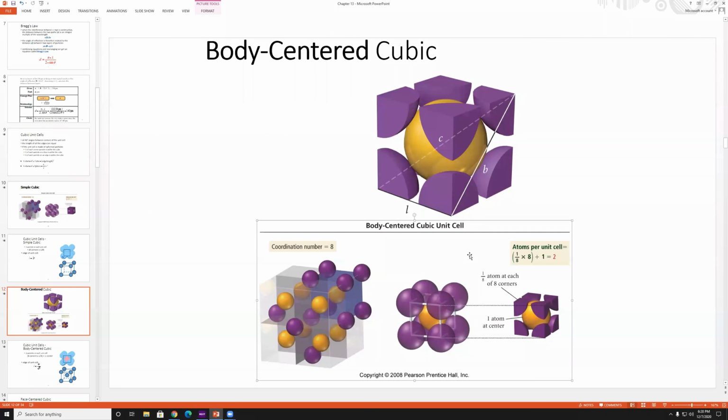And that means for the number of atoms, you have the same 1/8 times 8, because you have the purple 8ths. So it would be 1/8 times 8, which is 1, plus 1 in the middle, which would be equal to 2. So we have our atoms per unit cell for the body-centered cubic is 2, while the coordination number is 8. Are there any questions on that?